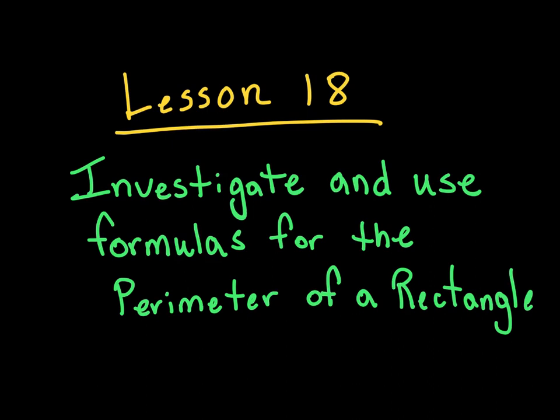Good evening. We're going to continue with our lesson 18, unit 2, and we're going to investigate and use formulas for the perimeter of a rectangle. We have already explored area in the past lessons, and today we're going to do perimeter. And did you know there's different ways of solving for perimeter? There's some new formulas that we have to learn, so let's get started.